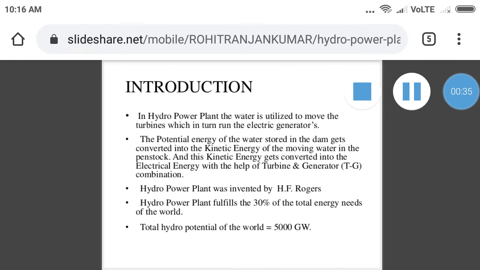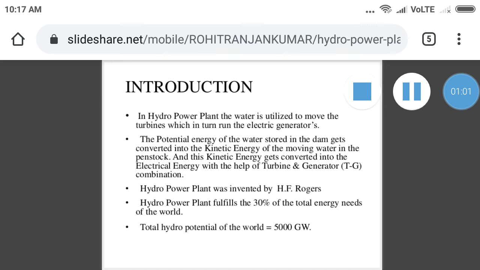Introduction. In a hydropower plant, the water is utilized to move the turbines, which in turn run the electric generators. The potential energy of the water stored in the dam gets converted into kinetic energy of the moving water in the penstock, and this kinetic energy gets converted into electric energy with the help of the turbine and generator combination.